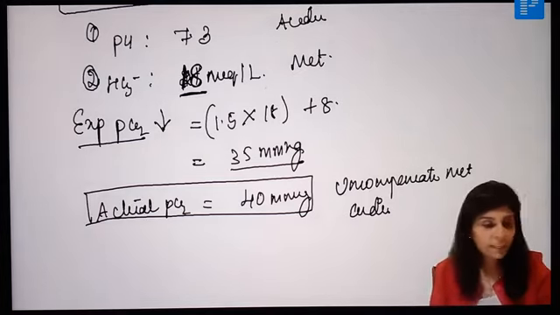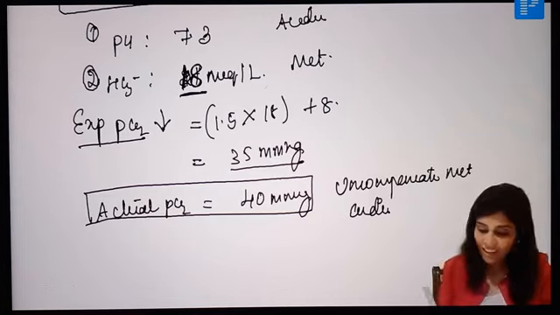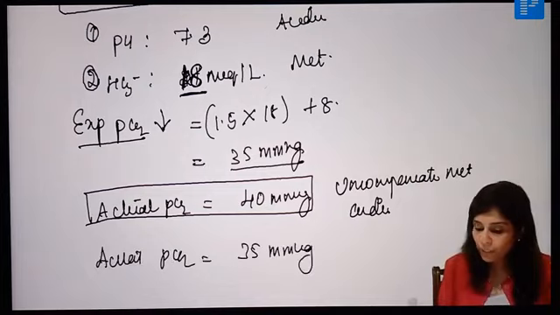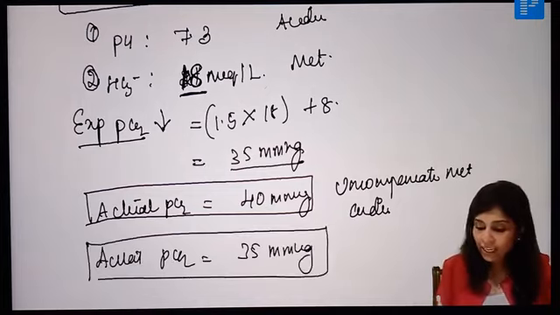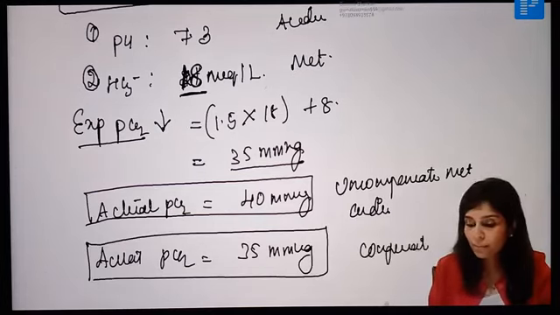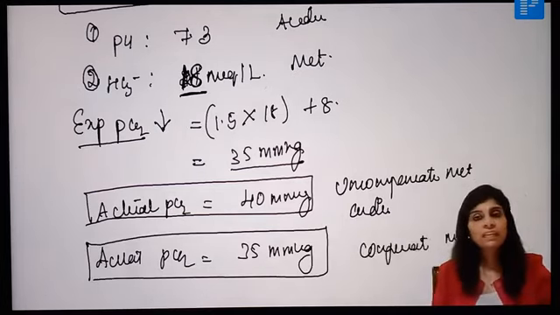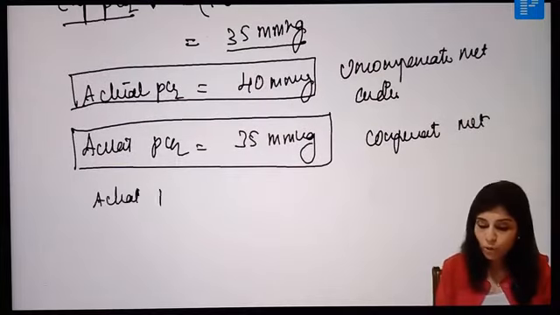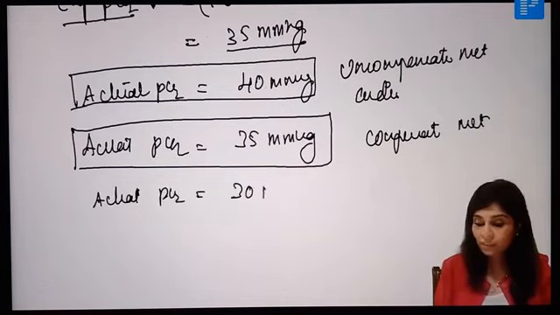Are you clear? Yes, Winter's formula. Excellent. Now, what if the actual PCO2 in the report says it is 35 millimeters of mercury? If the actual is the same as expected, then what will be your answer? You will say it is compensated metabolic acidosis. Got it? Third scenario. What if the actual PCO2 of the patient was 30?